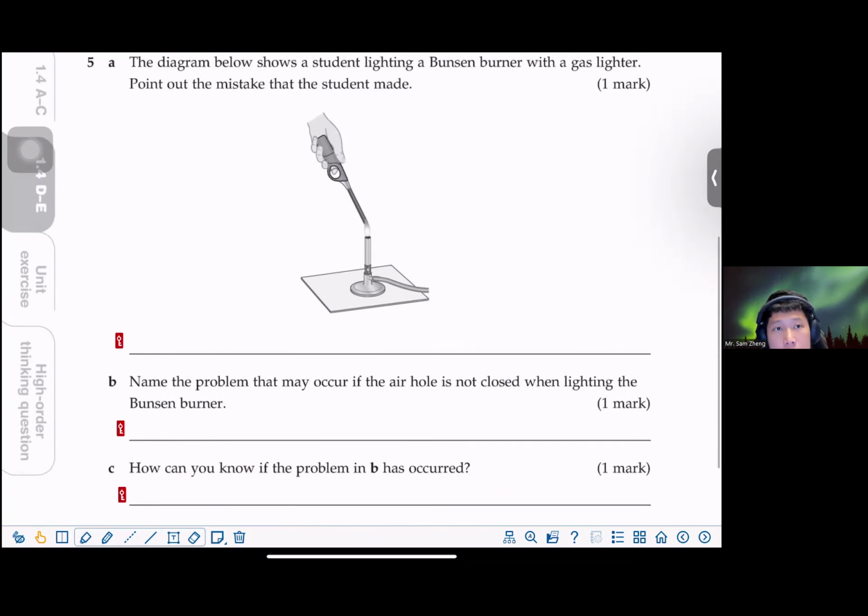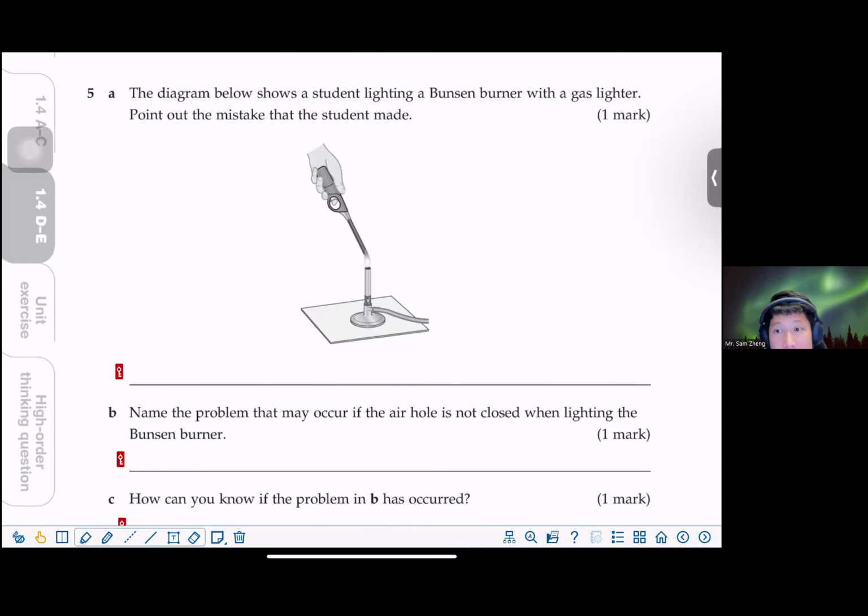Now, the diagram below shows a student lighting up a Bunsen burner with a gas lighter. Point out the mistake that the student made. If you look here, we can find out that the hand is placed above the chimney. This would be a big problem, because when we light up the Bunsen burner, such sudden flame coming out from the chimney may accidentally harm your hand. So we need to put our hand below the chimney.